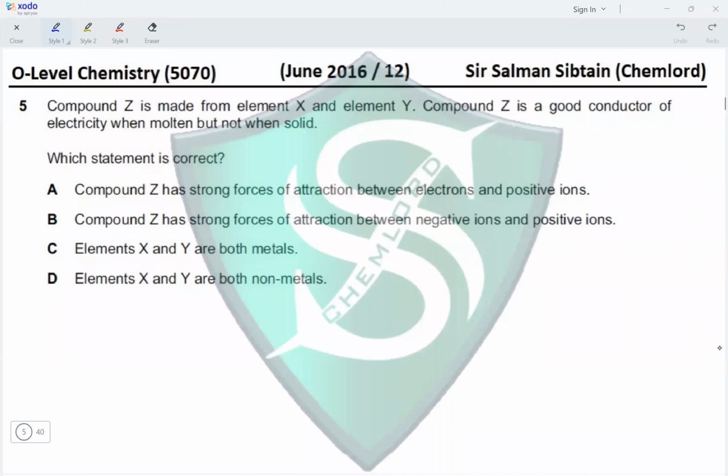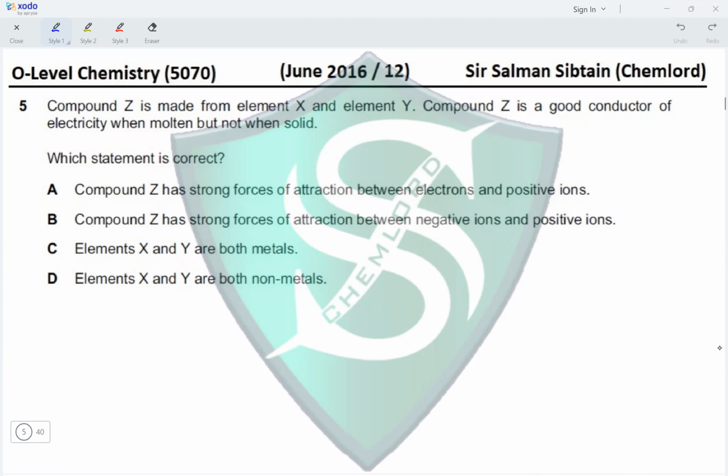Question 5. Compound Z is made from elements X and element Y. Compound Z is a good conductor of electricity when molten but not when solid. That means Z is an ionic compound. Which statement is correct? Compound Z has strong force of attraction between electrons and positive ions.